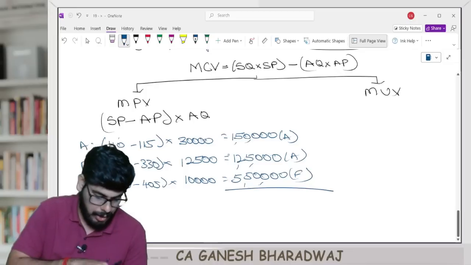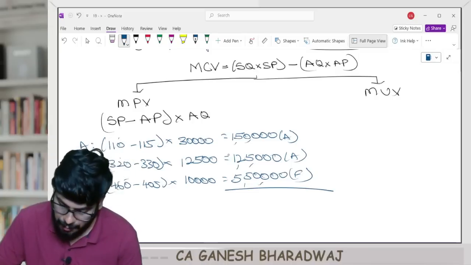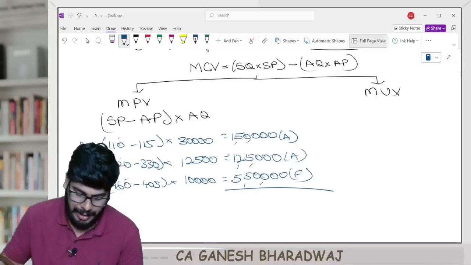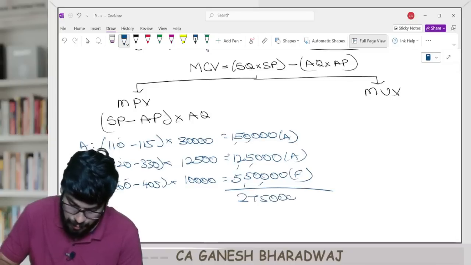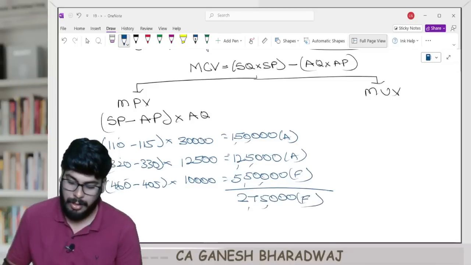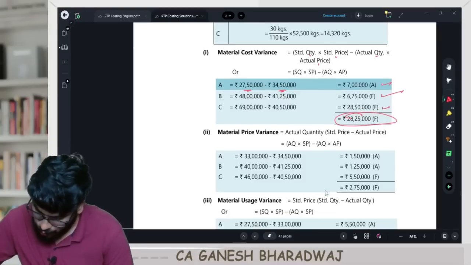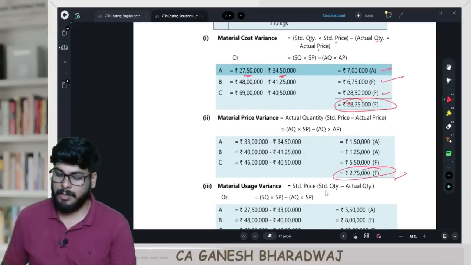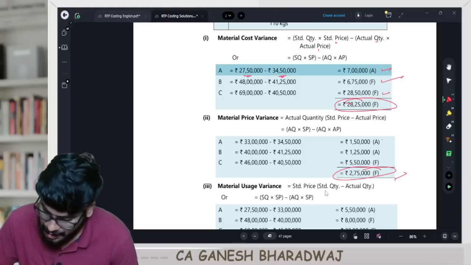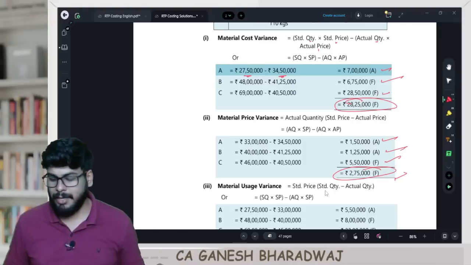The net of these three, how much do you get? 1,50,000 plus 1,25,000 minus 5,50,000. The net of it is 2,75,000, a favorable variance. Are you clear with this? This is the total of material price variance. So look at this. Material price variance is 2,75,000 favorable, and this is how they have arrived at it: 1,50,000 adverse, 1,25,000 adverse, and 5,50,000 favorable. Are you clear with this?